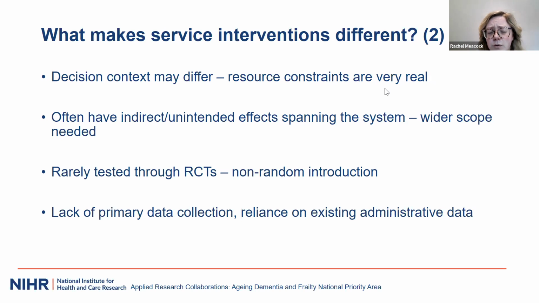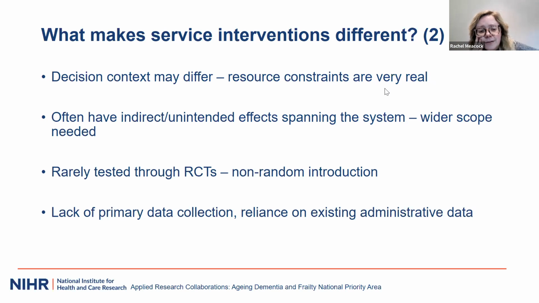Service interventions also, and you really need to think about this, have indirect and unintended consequences which span the system. Because everything's so interlinked, you change one thing here, and it's going to have knock-on effects for lots of other people. And so we often need to widen the scope of these evaluations to make sure that we assess the full impact of what's going on.